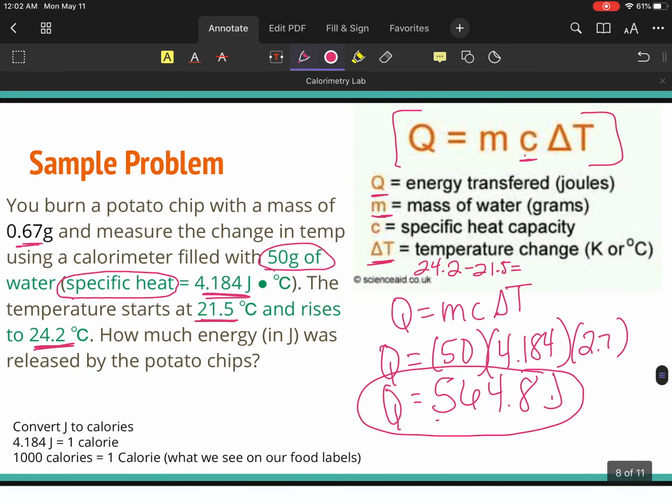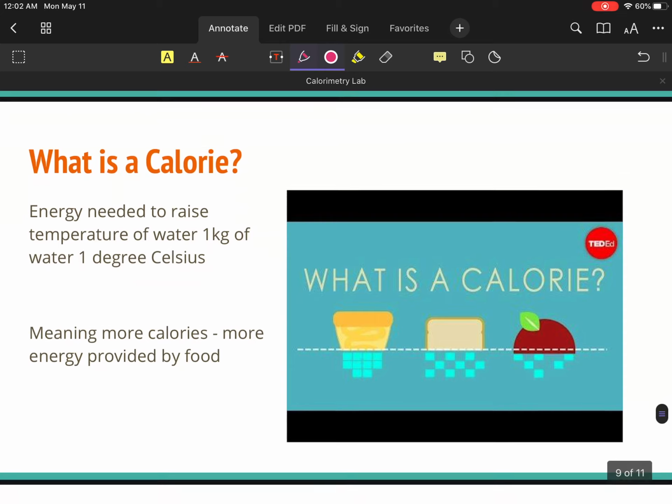In this formula, we measured the energy in joules, which doesn't really mean a whole lot to us. But we can use this little conversion here, and we can actually convert joules to calories. What we're used to seeing is this term calorie. So what actually is a calorie?